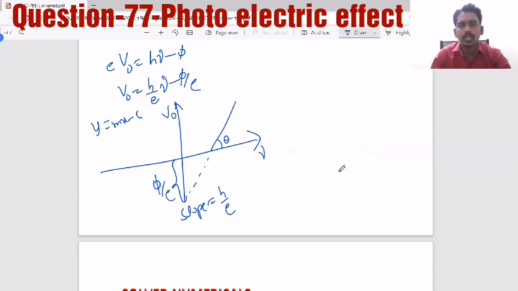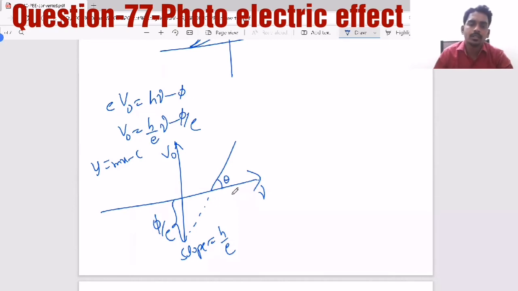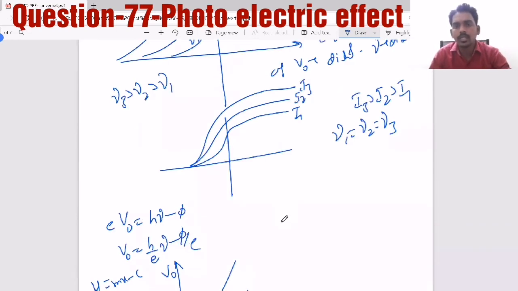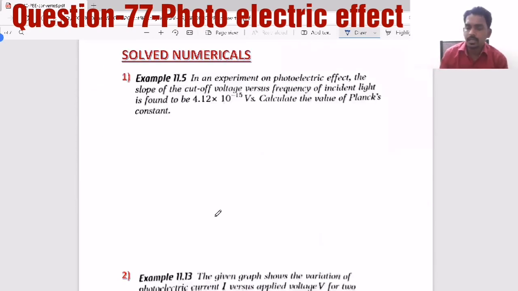So like that, they can ask the graph between stopping potential and frequency or kinetic energy maximum and frequency, anything they can ask. So when they ask the graph, you need to understand what graph they are asking and between which two quantities, whether we can find any data from the slope or whether we can find any data from the intercept. We have to think it properly. Like, let's take a few examples based on whatever we have studied.